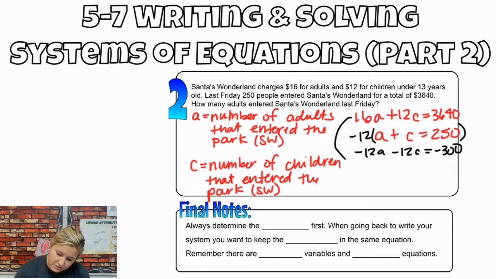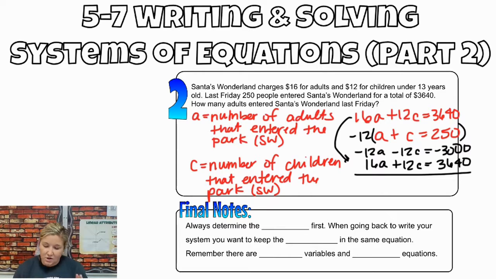And then I'm just going to move this one down here right underneath so that I can add those two together. So I have 16a plus 12c is equal to 3,640. And so I have negative 12 plus 16, that's going to make a 4a. And then I have negative 12c plus 12c, that makes 0. That's what we wanted, right? So eliminate the number of children because I want to know how many adults entered.